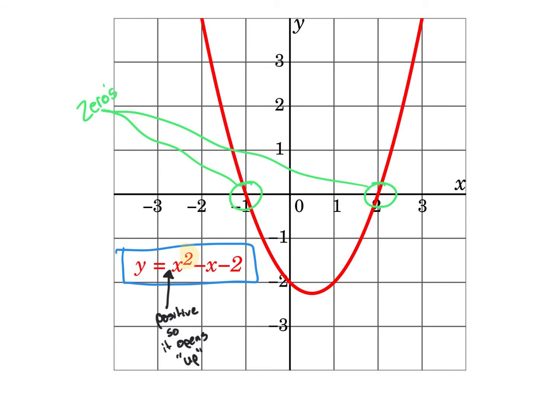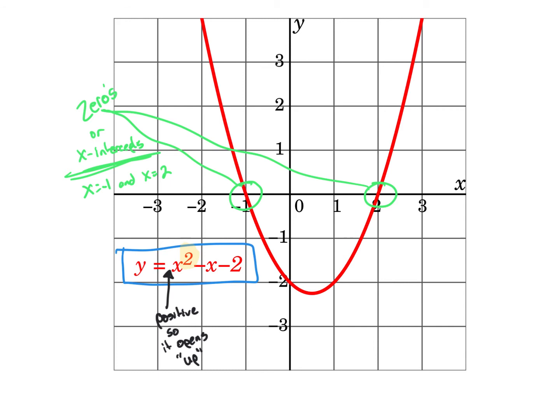X-intercepts. So we would say the x-intercepts are where x is equal to negative 1 and where x is equal to 2. All right? So those are great. Those are two things to find pretty easily.